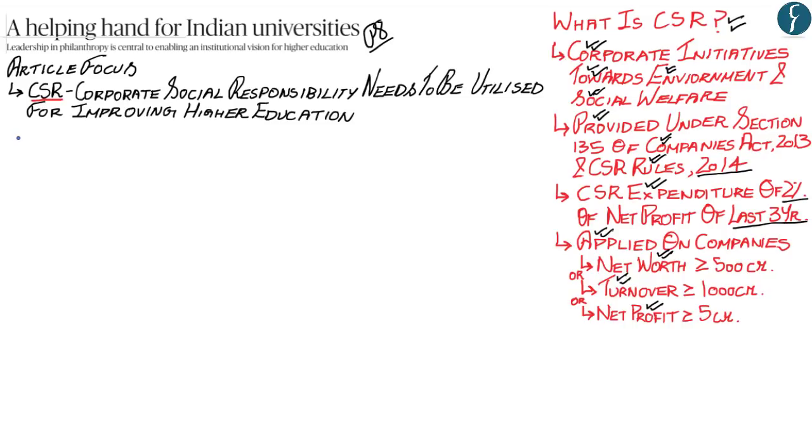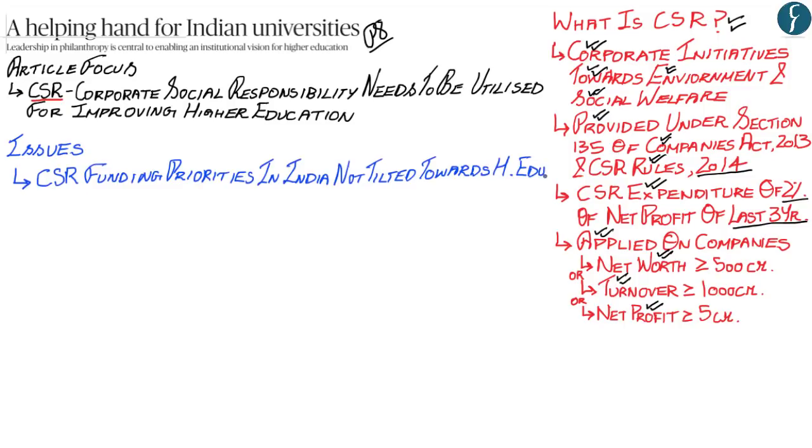Now let us understand the various issues highlighted by the author on the implementation of CSR in improving higher education. Now the first issue highlighted by the author is that the CSR funding priorities in India is not tilted towards higher education, wherein the author provides an example that in the financial year of 2014-15, roughly 74% of CSR funds went to the Prime Minister Relief Fund.